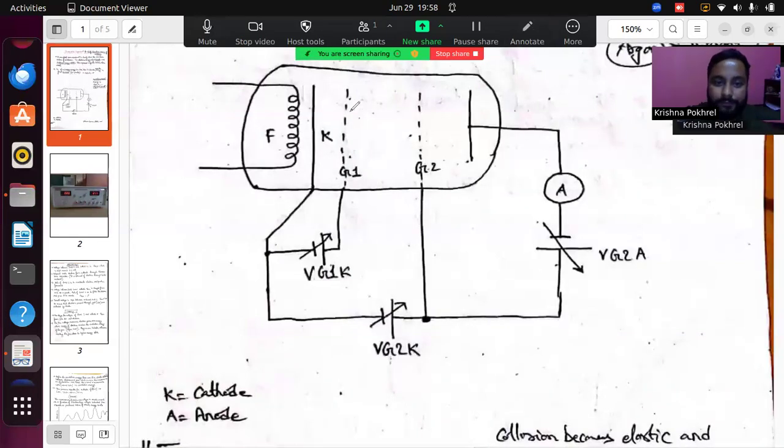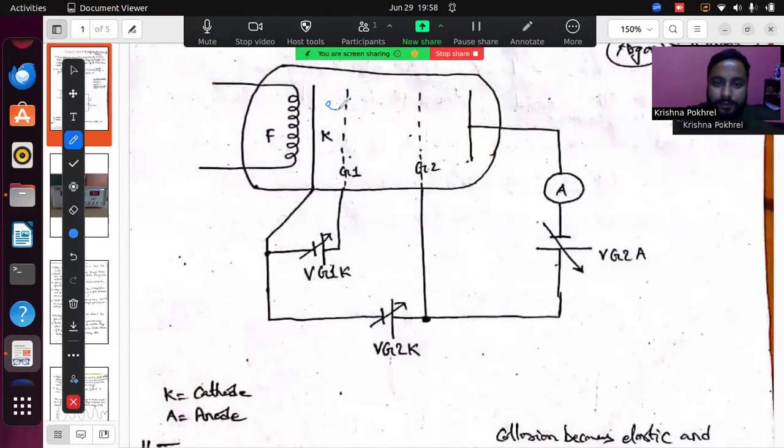Electrons will be ejected from the cathode and will move to grid 1. I'll tell you how it moves to grid 1.